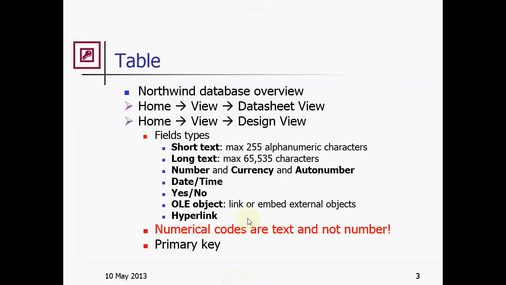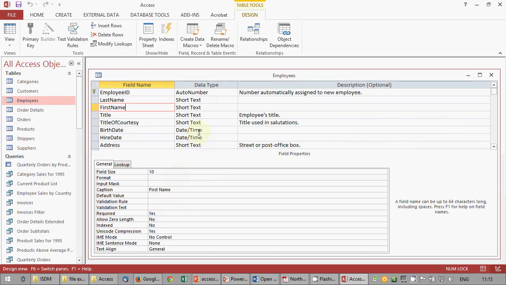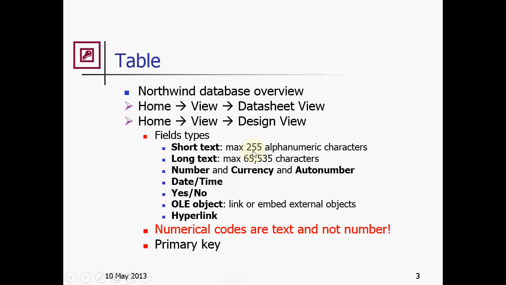Let's go through the field types. You can see the field types here. For example, last name is short text, birthday is date/time, etc. The names of the field types have slightly changed from Access 2010 to Access 2013. Well, don't worry. At the exam, you can use both. I also understand the old Access 2010 names. Let's see if in the slide I have the new names. Yes, I have the new names.